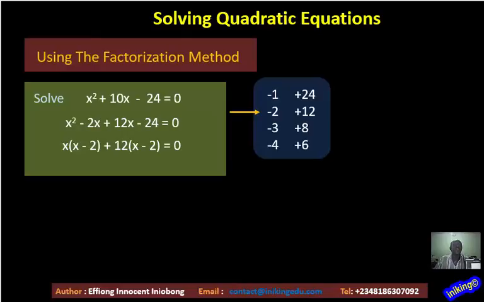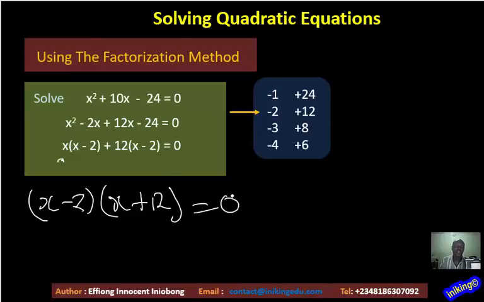x into x minus 2 plus 12 into x minus 2. x minus 2 is common, so you agree I can bring x minus 2 out. And I open this. I bring in this x. And I bring in my plus 12, equal to 0. So once again, I have x minus 2, x plus 12 multiplying to give me 0.